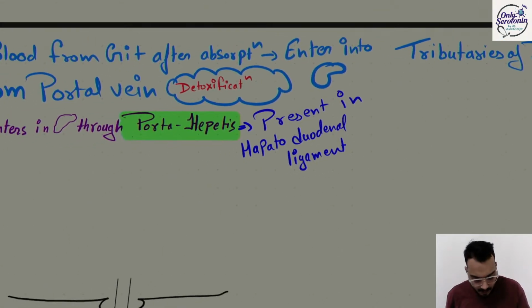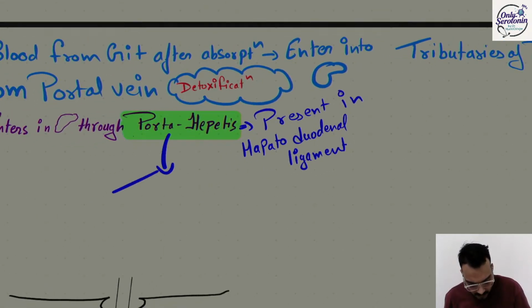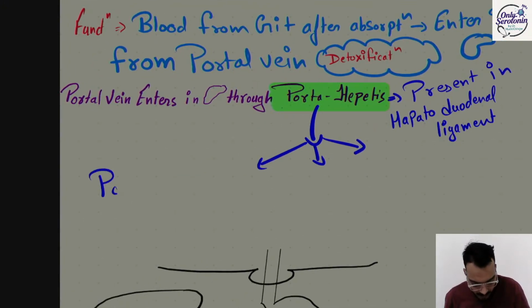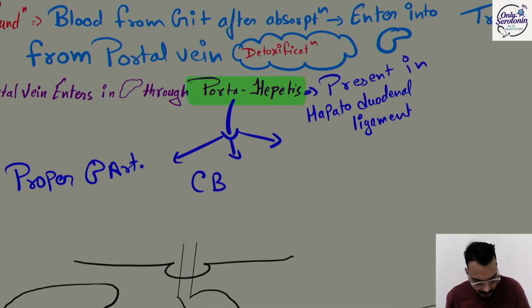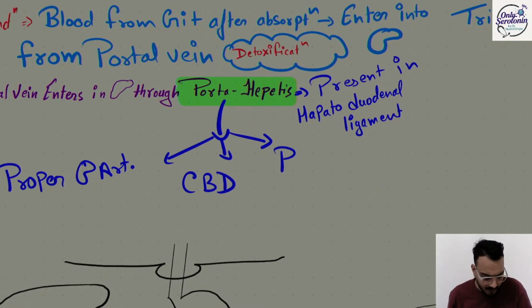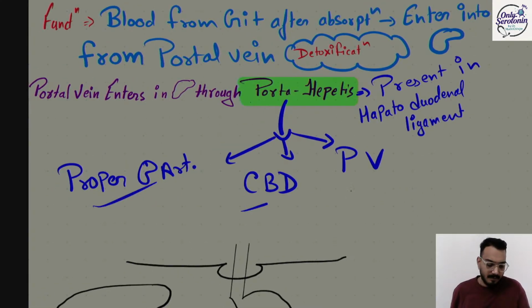So what all things are going to come out from the porta hepatis? In total we have three things: your proper hepatic artery, then the common bile duct, and then the portal vein. All these things come out from a hole present in the hepatoduodenal ligament, and the name of that hole is the porta hepatis. Done, guys?